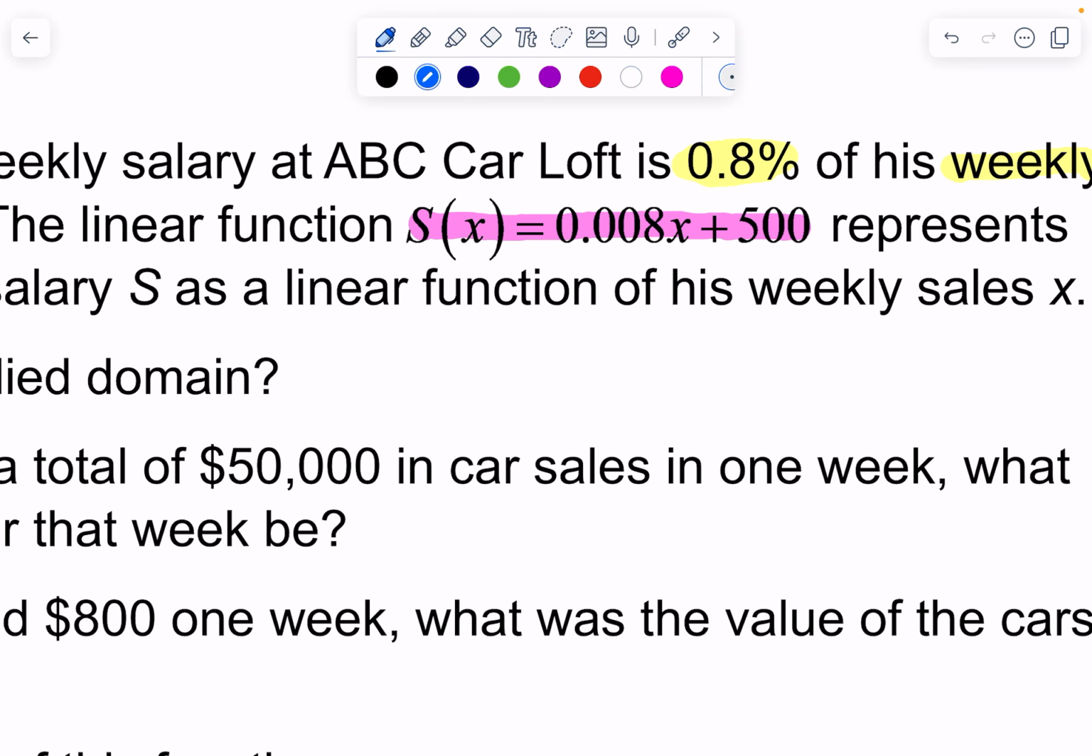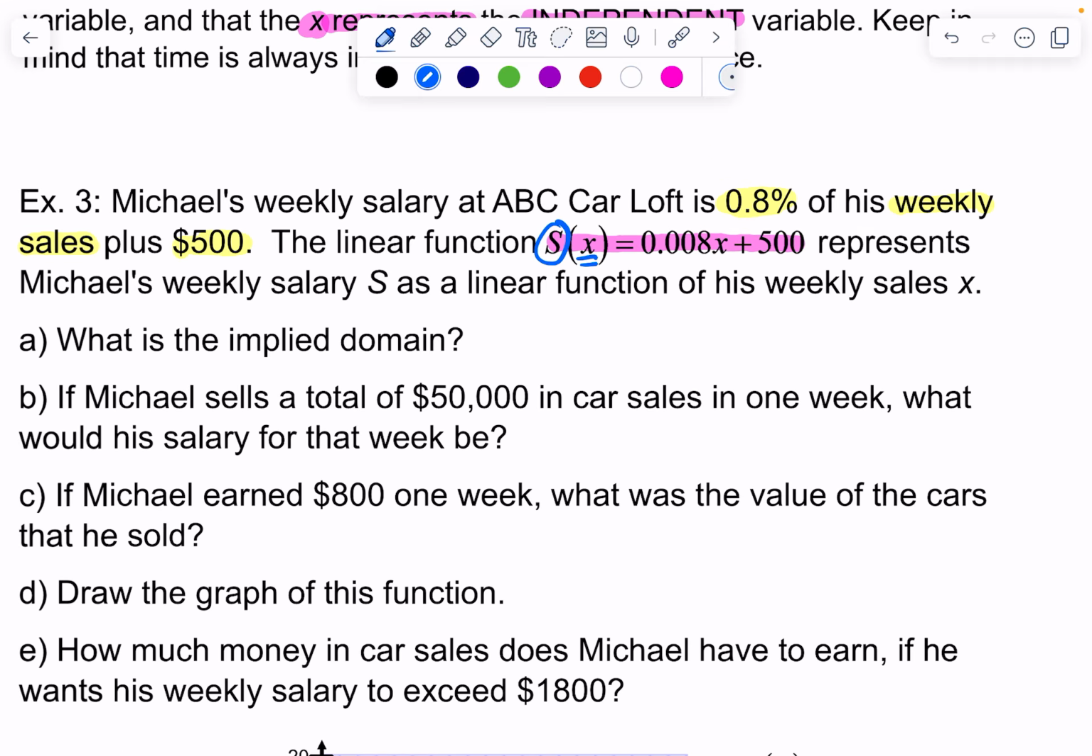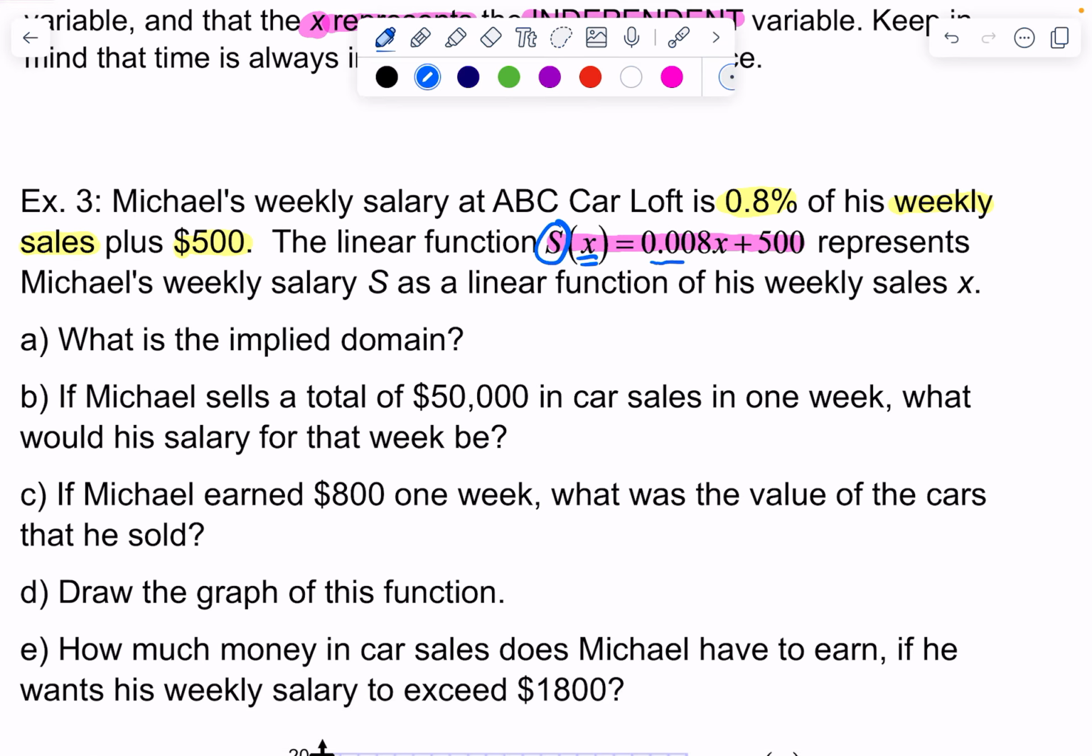Remember that the S stands for the salary. That's what we're looking for, the salary, when x, the independent variable, which is sales, is input. And we use 0.008 because 0.8% we have to convert to a decimal. And remember that when we go from percent to decimal, we move 2 places to the left. So that represents Michael's salary S as a linear function of his weekly sales x.